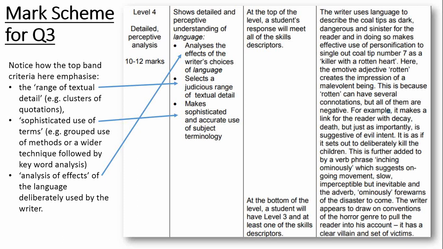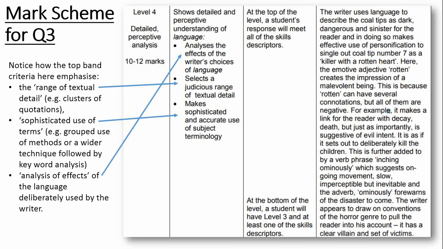And finally, the last bullet point on my list, referring to the first bullet point on theirs, is this idea of the analysis of effects of the language deliberately used by the writer. It comes back to that thing again, and I'll say it again: you have to think that the writer has made these decisions on purpose for a particular reason, and so you have to decide what you think that purpose and reason is, and talk about it. And if you're doing that, you're on the right lines. So that's what we are talking about.